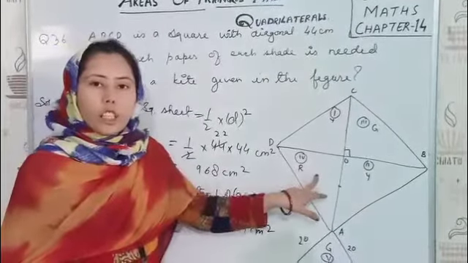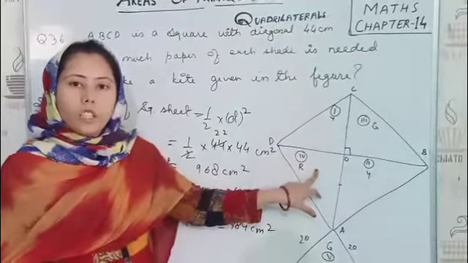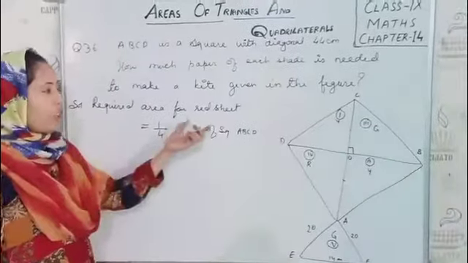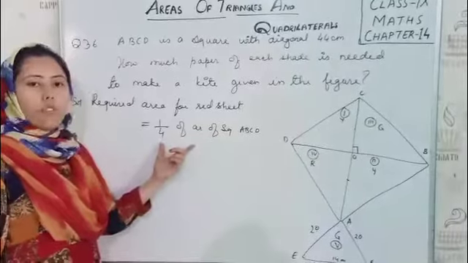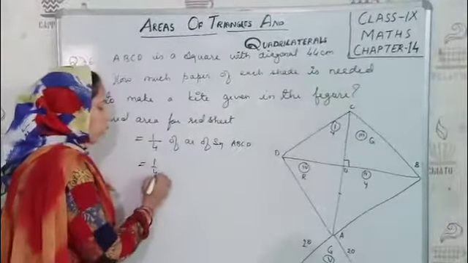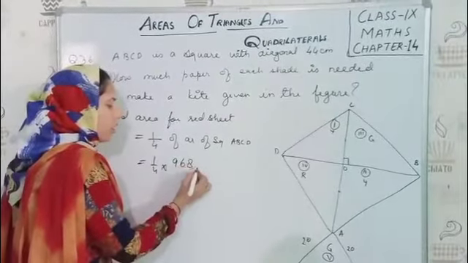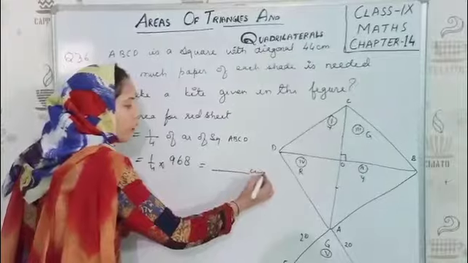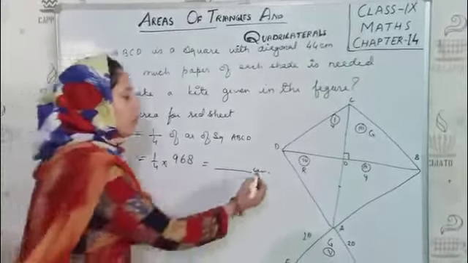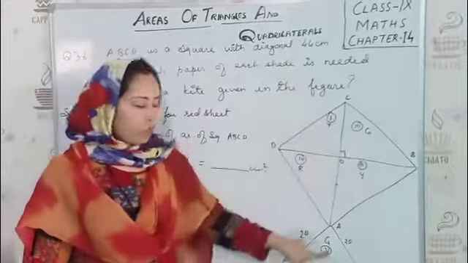Area required for the red sheet is 1/4. Four triangles are there. One triangle is red. So the required area for the red sheet is equal to 1/4 of the area of square ABCD sheet. It is equal to 1/4 into 968. You will calculate it. Then centimeter square. Then you have to calculate the area of the green sheet.